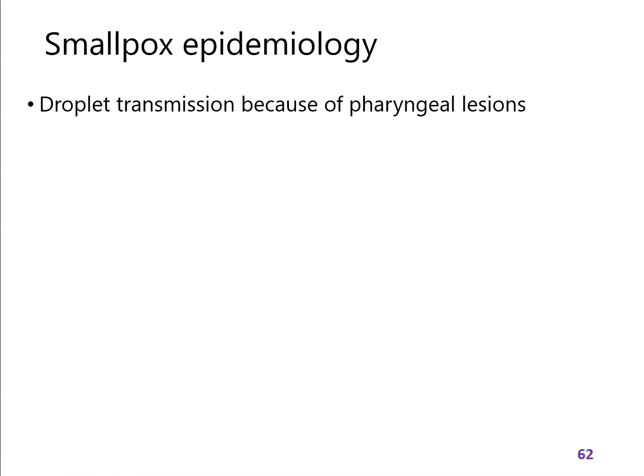Okay, so smallpox was spread through droplets. And smallpox causes lesions, or pox. And those lesions would be infectious. And so some of the first ones that would develop would be in the pharynx. And so a person could cough and they would spread droplets full of smallpox virions.